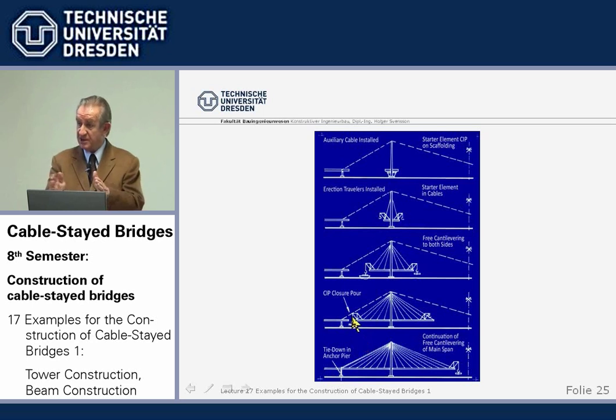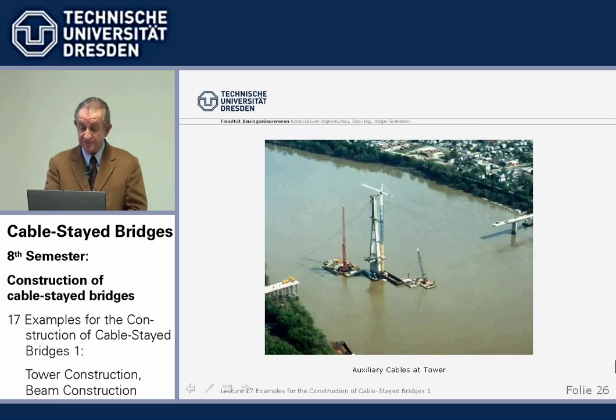There we can't match cast when we come from the other side. We need a certain distance, so we use cast in place concrete. And then we go on free cantilevering in the center. We see it here in some pictures. The towers for the East Huntington Bridge are built, and we tie backwards and forwards the towers.